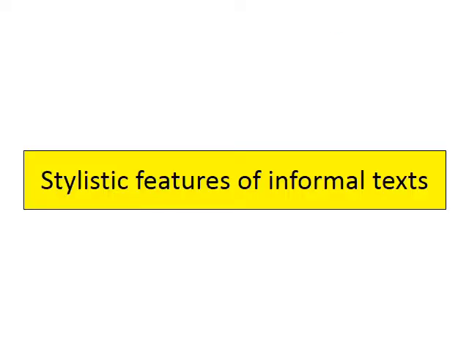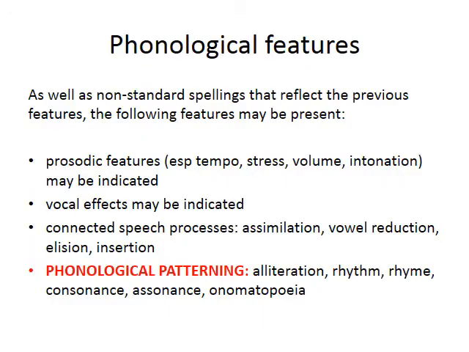Let's break it down to the stylistic features of informal texts. So if you get asked a question about phonological features, there's a lot that you can be looking for. Obviously in a spoken text, there will be prosodic features annotated, tempo, stress, volume, intonation. In a written text, they still might be there, but it's obviously done lexically or in terms of the way the author spells things or the way the text is designed. In a spoken text, vocal text may be indicated, and we did a practice task recently that involves some vocal effects that they asked you to analyse.